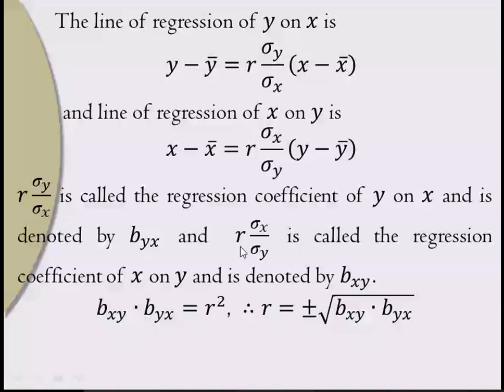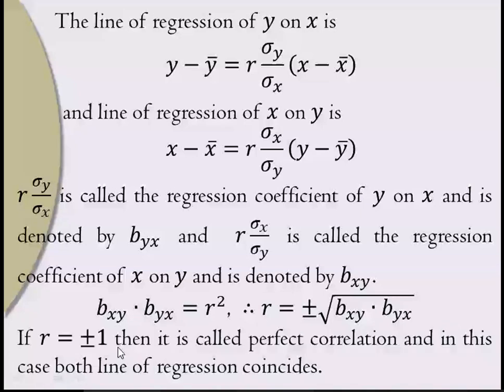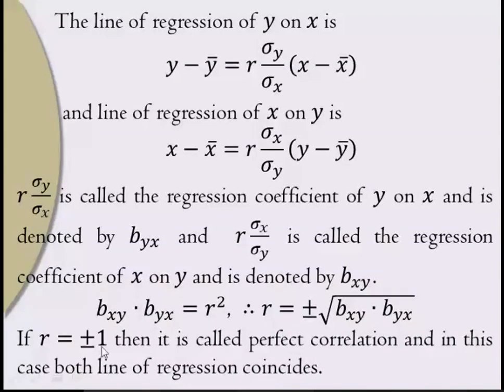And if we take the square root on both sides, R will be plus or minus square root of bxy into byx. And if R is plus or minus 1, then it is called a perfect correlation. In that case, we'll get the same lines, because there is a single line which passes through all the points. So R becomes plus or minus 1, and we get a single line.